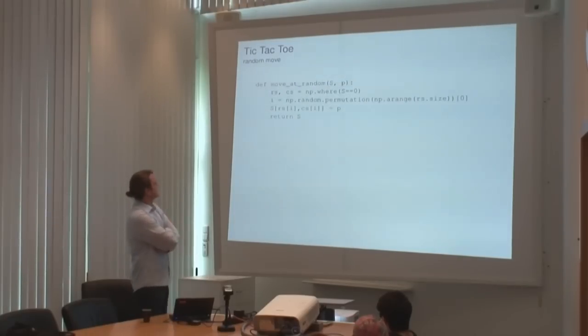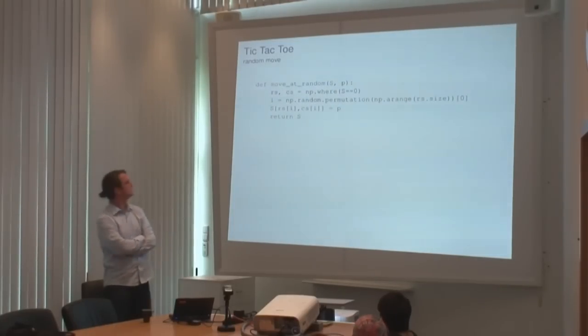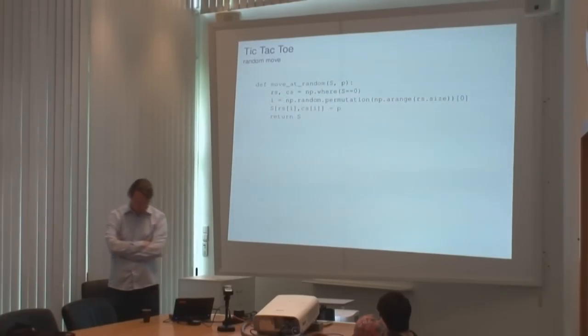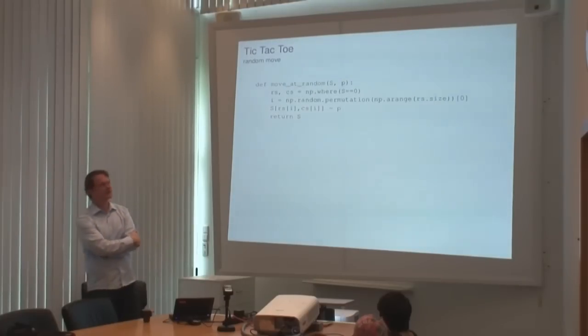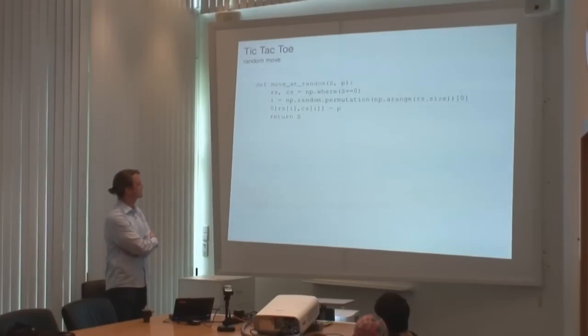Okay, here is the next function. It's the function move at random. It takes two arguments. The first argument is the current game state. The second argument is the player variable that indicates the player who is to move. Here is what it does.